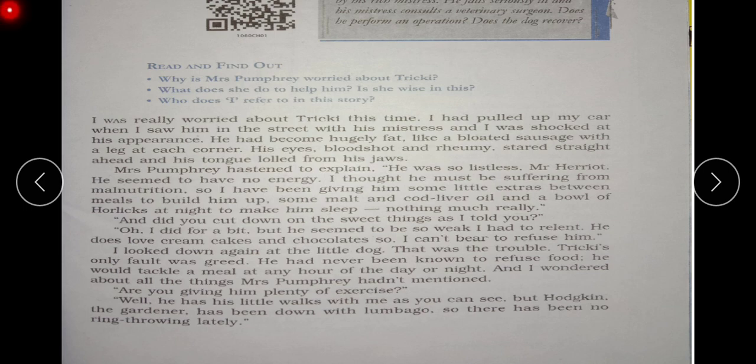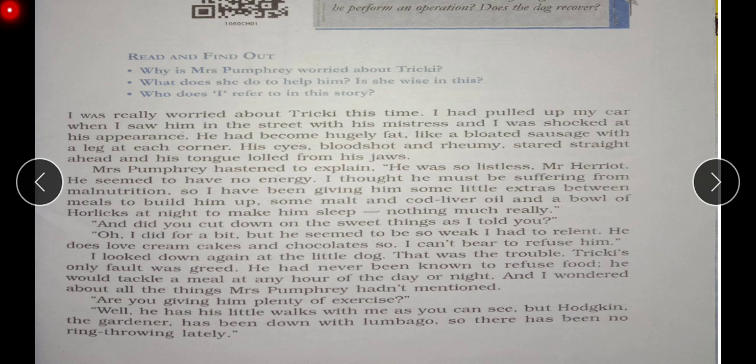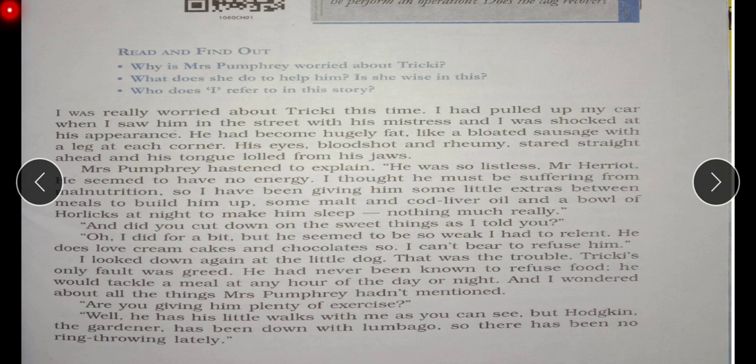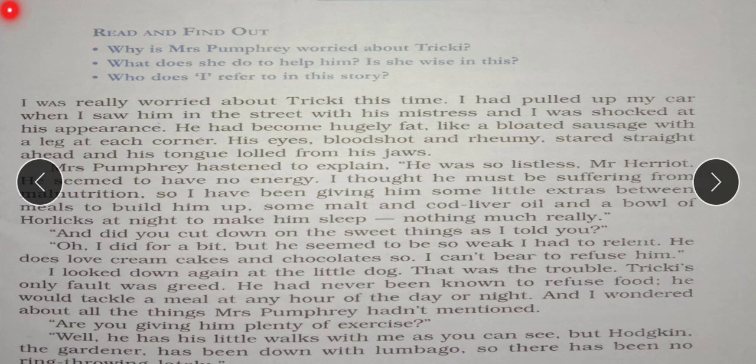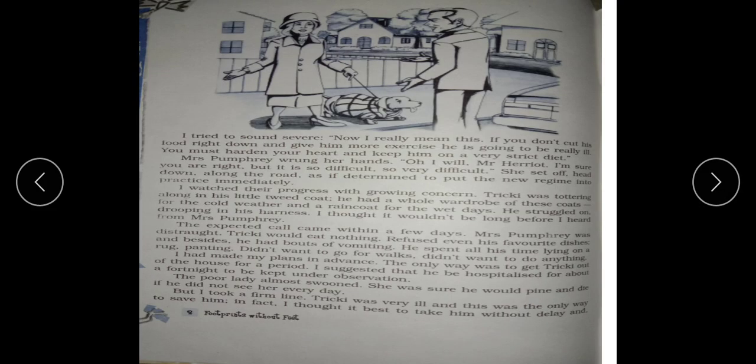So the lady mentioned that her gardener, named Hawkins, is having some lumbago problem, that means he is having lower back pain. So he is not playing the game of the ring with the dog. So the dog is not getting this exercise of throwing the ring.